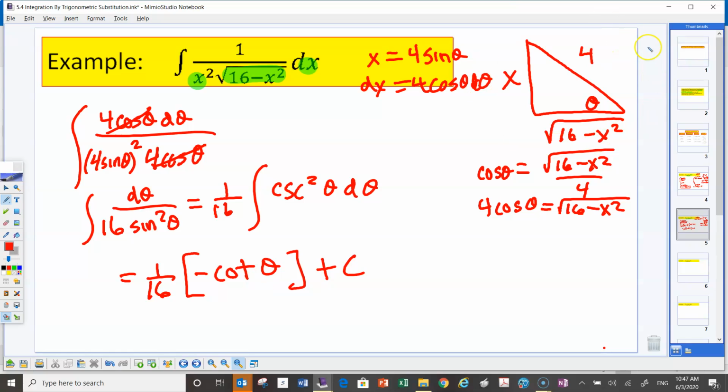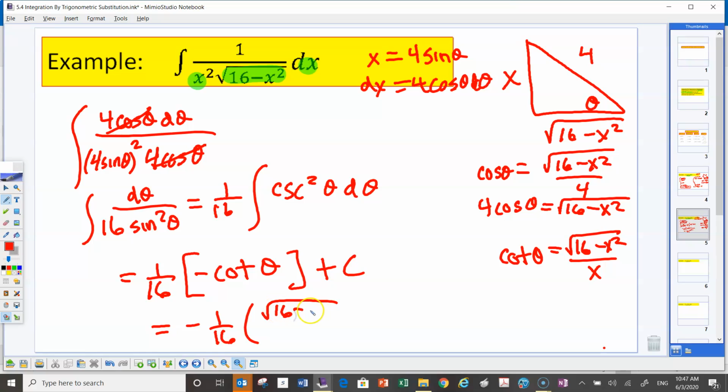I'm going to go back to my diagram. Cotan theta is equal to adjacent over opposite. So cotan theta from my diagram would be the adjacent side, which is the square root of 16 minus x squared, over the opposite side, x. So I'm going to move that negative out front, so it's negative 1 over 16. In place of cotan theta, I'm putting the square root of 16 minus x squared over x, plus a constant, and there would be your final answer.